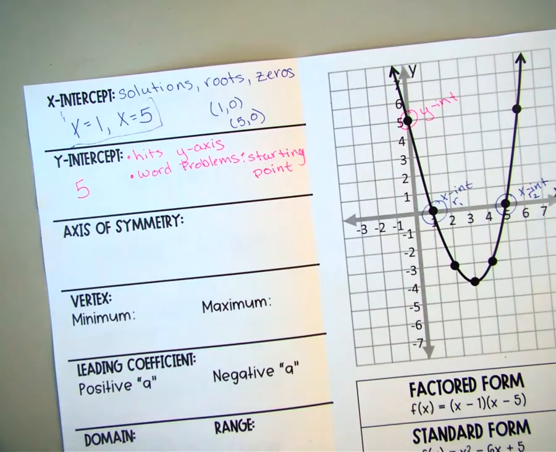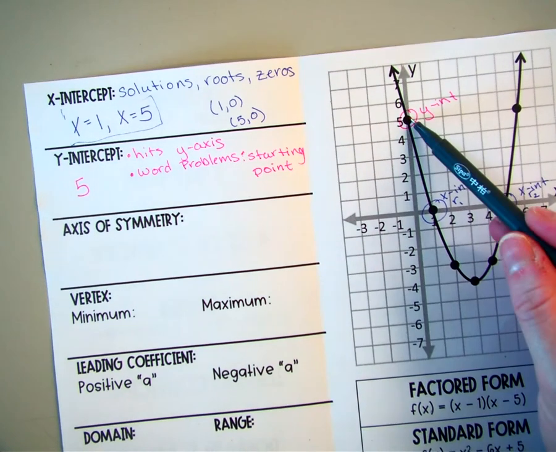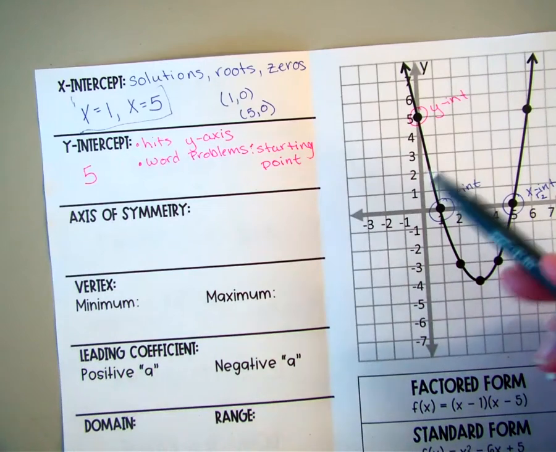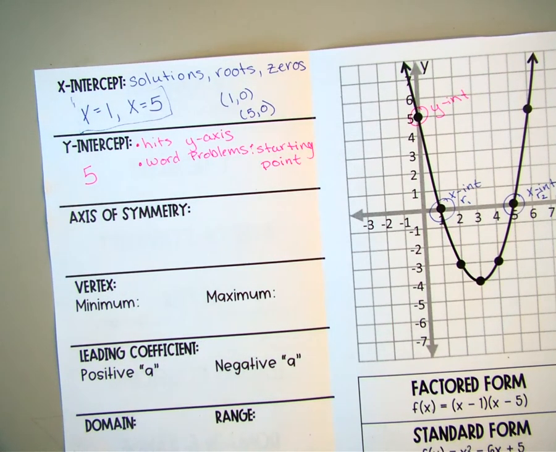So like if we're dealing with a word problem and it's like a projectile motion problem, and let's say you're shooting a rocket off of a cliff, well, you're going to be starting up here on the y-intercept. That's where you're going to be, on the top of the cliff. So that's why I say for our word problems, a lot of times that is our starting point. So that's why that's an important number for us to be able to identify on our parabola there.